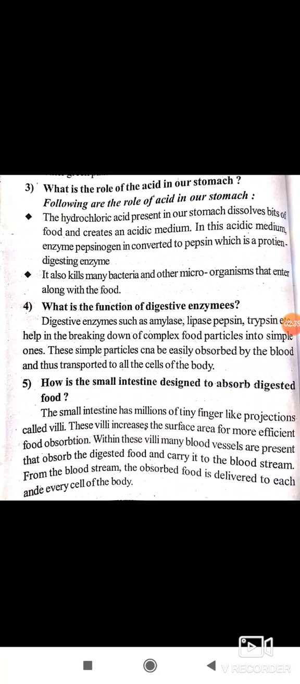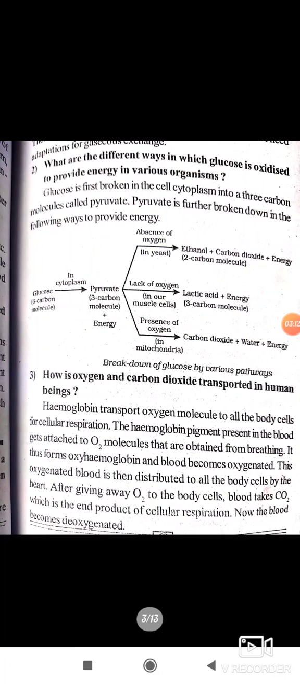So, how is the small intestine designed to absorb digested food? The small intestine has millions of tiny finger-like projections called villi. These villi increase the surface area for more efficient food absorption. Within these villi, many blood vessels are present that absorb the digested food and carry it to the bloodstream. From the bloodstream, the absorbed food is delivered to each and every cell of the body.